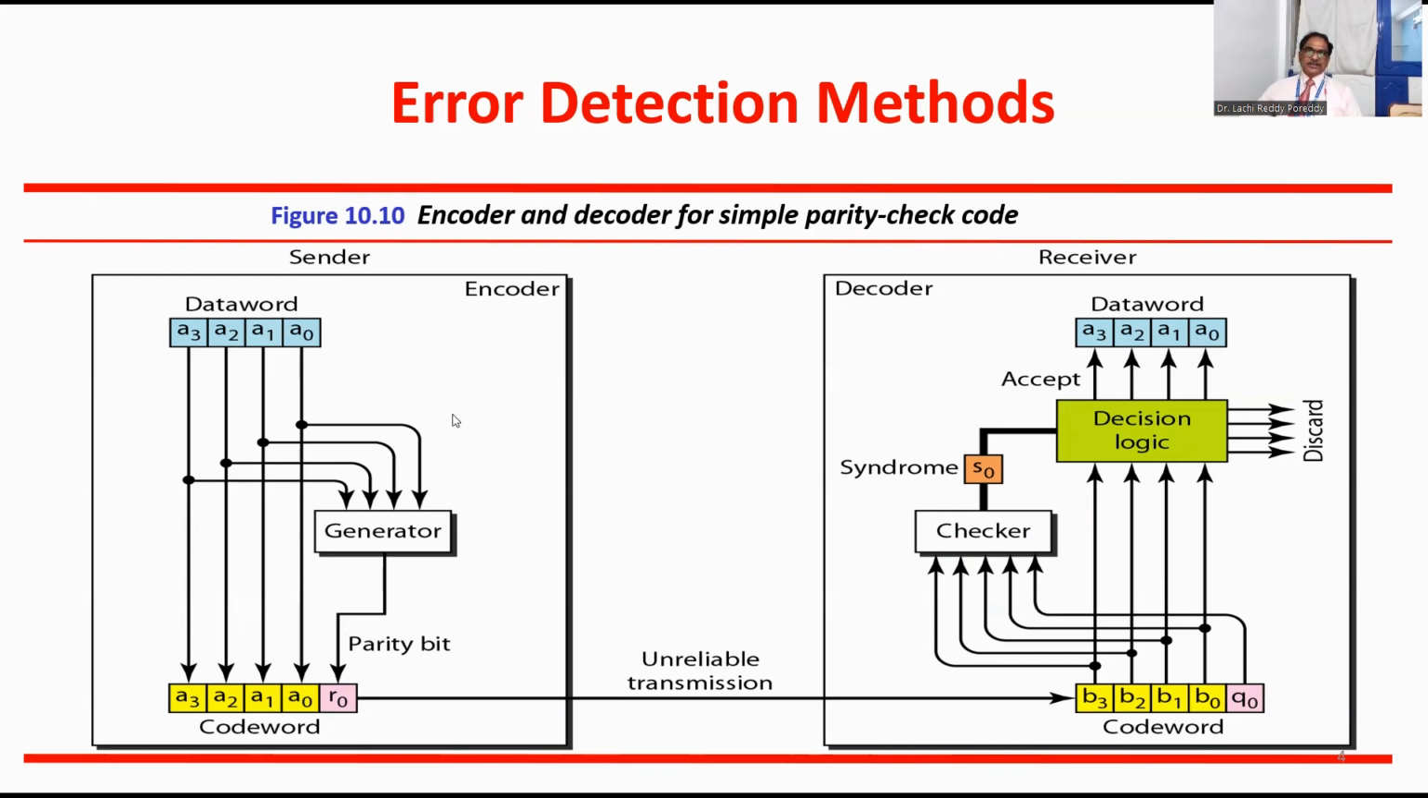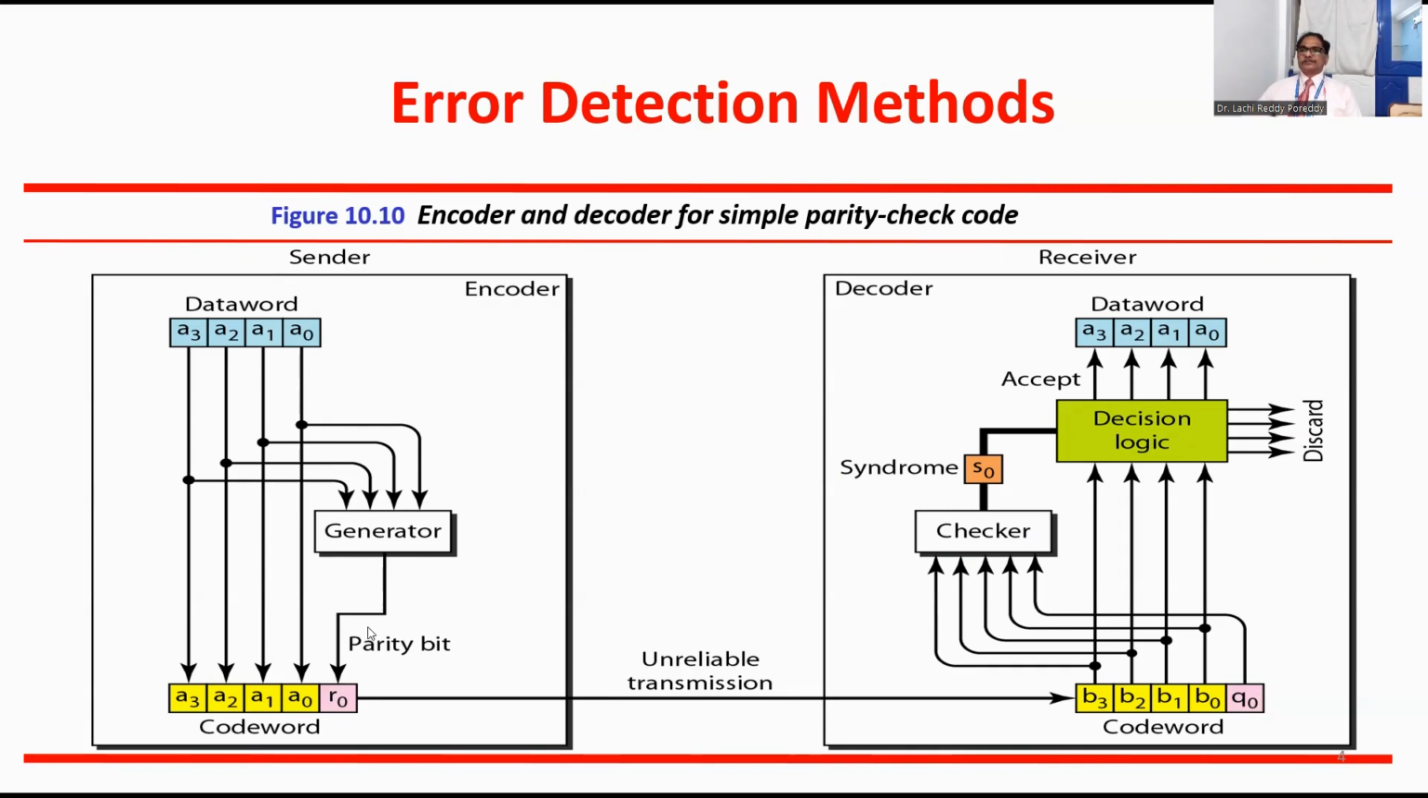So this is the sender's place and this is the receiver's place. The sender has to send 4 bits of original message with one redundant bit, so a total of 5 bits are to be transmitted. Now from these 4 bits, the parity bit is generated using the generator.